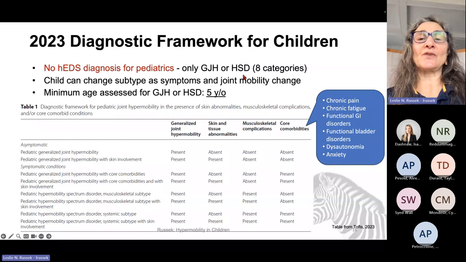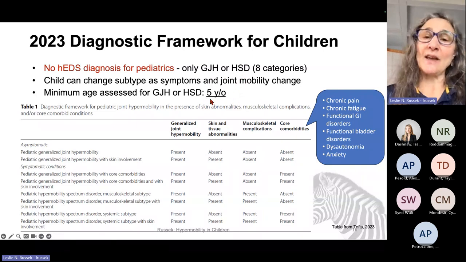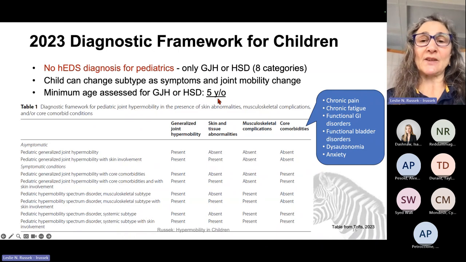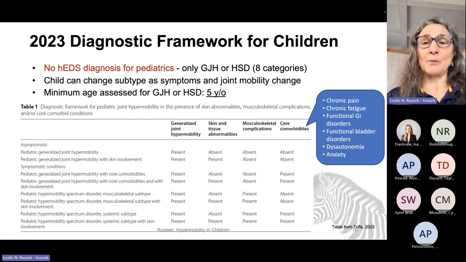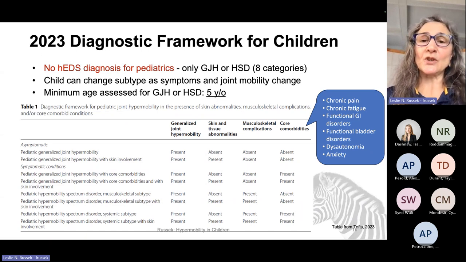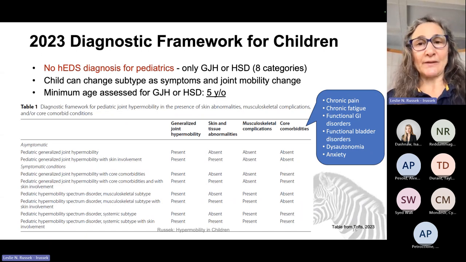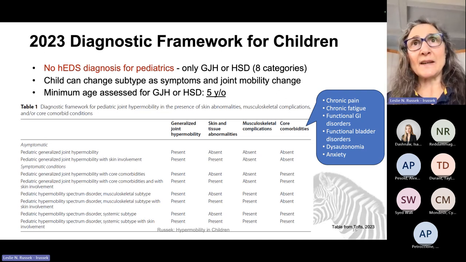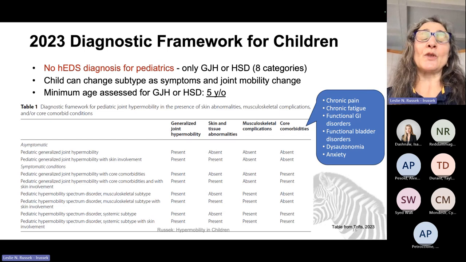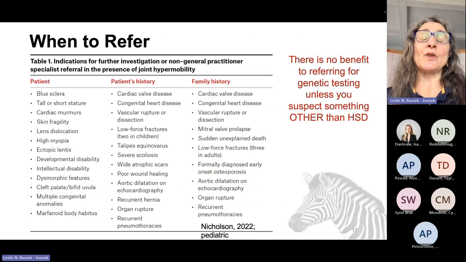And again, there's no HEDS diagnosis for pediatric, only generalized joint hypermobility, which is asymptomatic, and HSD, which is symptomatic. The minimum age that they can be to make the diagnosis is 5 years old because the hypermobility assessment itself is not reliable before then because young children are often flexible. If you have a younger child who's very flexible and symptomatic, you would keep an eye on them, kind of manage them as though they're probably hypermobile or probably have HSD. And then when they get to be 5 years, you can do the diagnostic criteria.